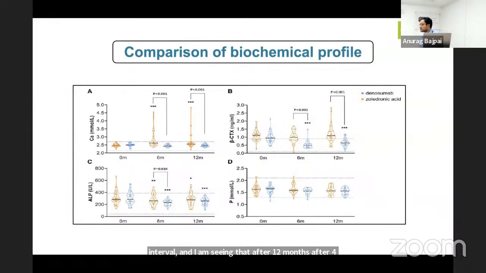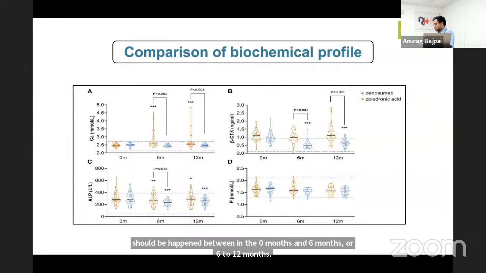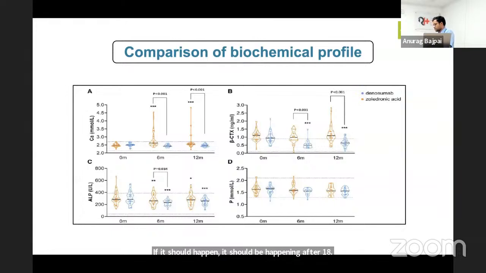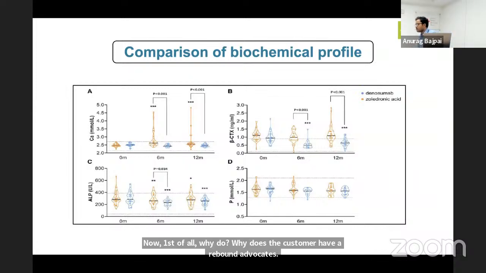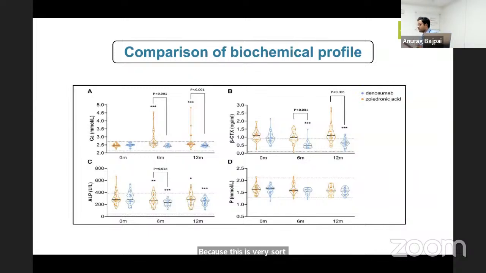It should be after 18 months. Hypercalcemia effect, all this rebound effect should be happening after 18 months. Now, first of all, why does denosumab have a rebound hypercalcemia? Because this is a very short-acting molecule. It acts on the RANK ligand. When we taper it off, there is no effect present, and increased bone resorption starts.